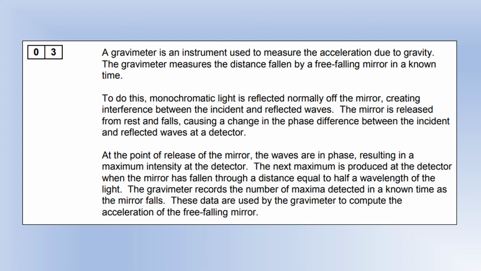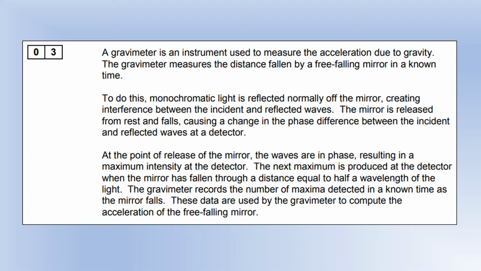Paper 2. We've got a gravimeter, an instrument used to measure acceleration due to gravity using a free-falling mirror. We use monochromatic light that is reflected, and we have interference between the incident and the reflected waves. The mirror is released from rest and causes a change in the phase difference between the incident and reflected waves at a detector.